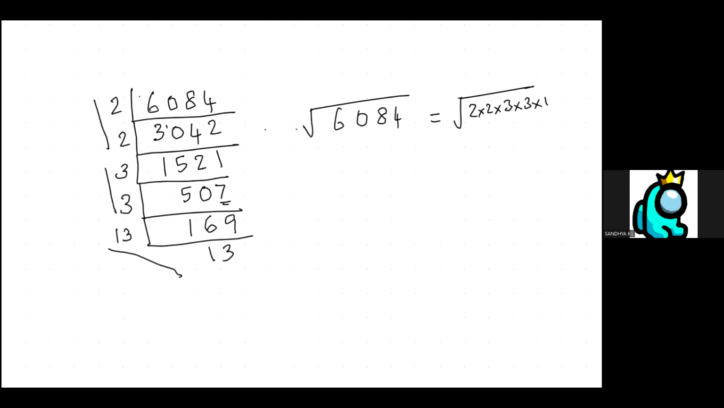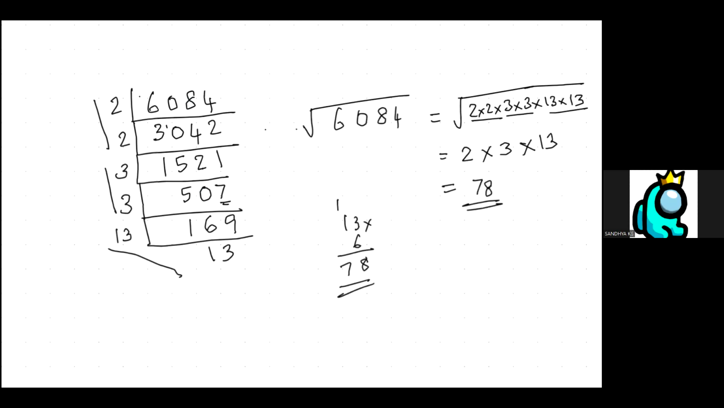So 2 in pairs, so 1 2 we will take outside, 3 in pairs, 1 3 we will take outside, 13 in pairs, 1 13 we will take outside. 2 into 3 is 6, 6 into 13, 13 multiplied by 6, 6 3s are 18, 1 6 6 6, 6 plus 1 is 7, so 78. So square root of 6084 is equal to 78. That is our answer. Clear?